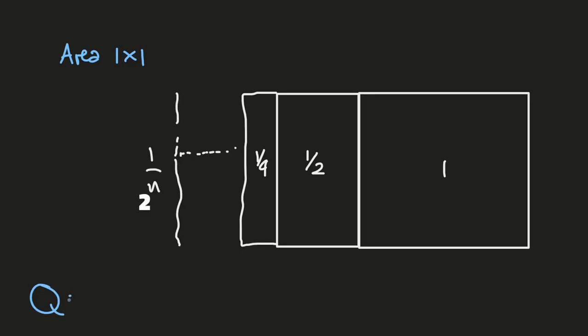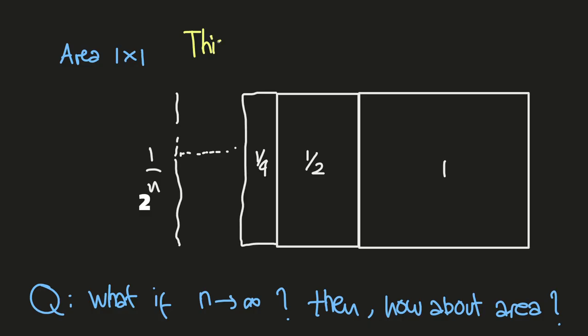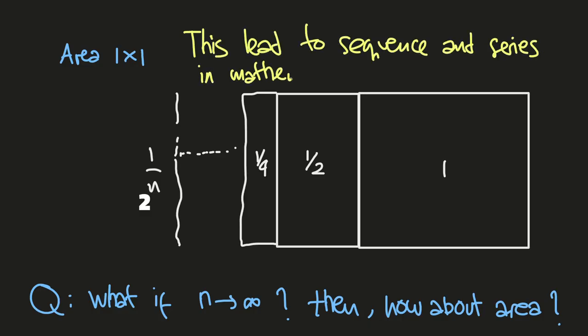This leads us to a question: what if n is infinity? And then what about the area? This leads us to the concept of sequence and series in mathematics. In mathematics, a sequence is a list of objects that are ordered by index 1 and then index 2 and so on until some index n.